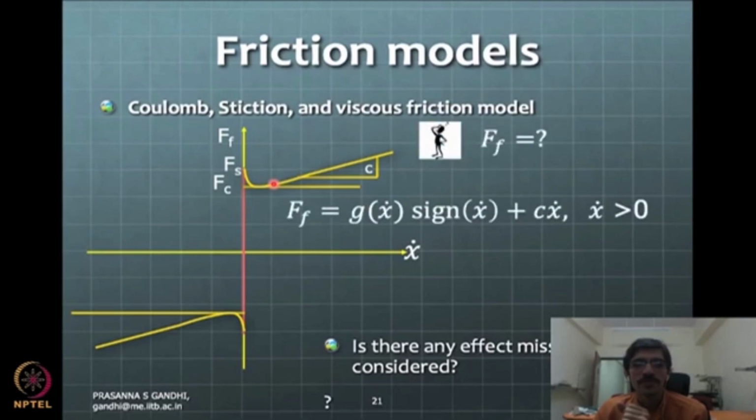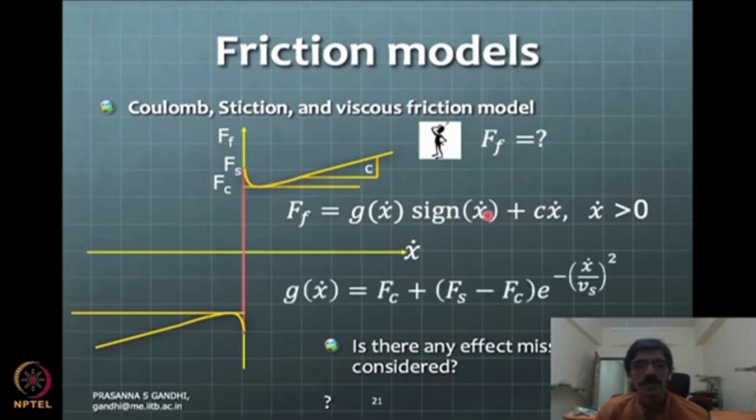What Ff comes out to be here is this: there is an additional function introduced, g(x dot). This g(x dot) function will bring the force down from Fs to the Fc value, and then you have the c x dot term as it is. The g(x dot) term is given in this fashion. You have some Fc, a level constant, and it is a shifted kind of Gaussian, and then there is the Fs to Fc difference, which becomes lower and lower as x dot increases.